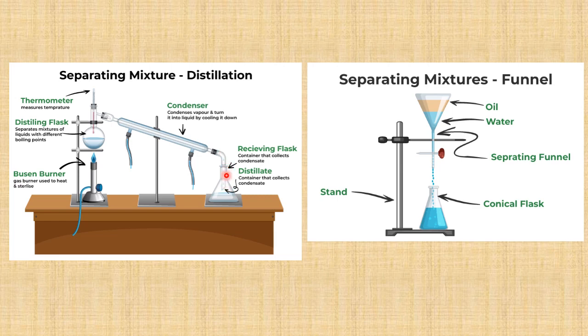collect the condensate into this flask right here. This flask receives it, leaving the one that is less volatile here, you see. So that is how normal distillation works. This is set up for normal distillation.